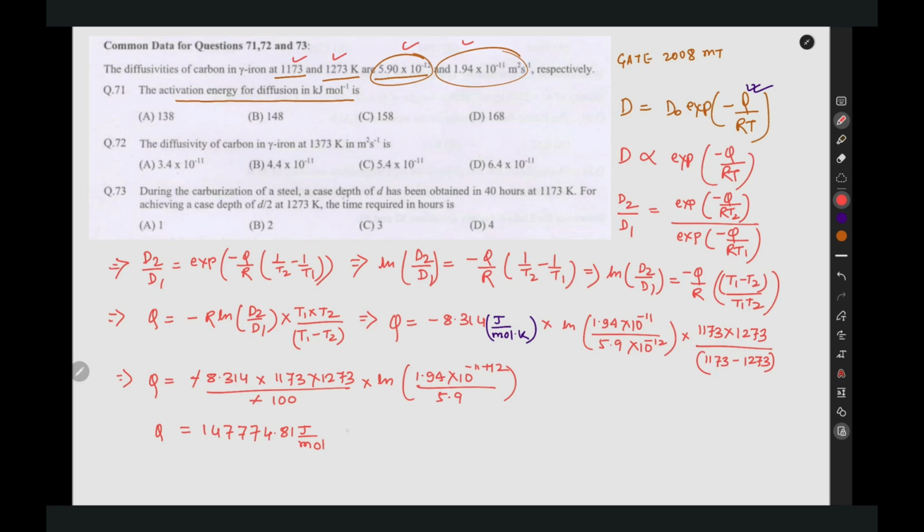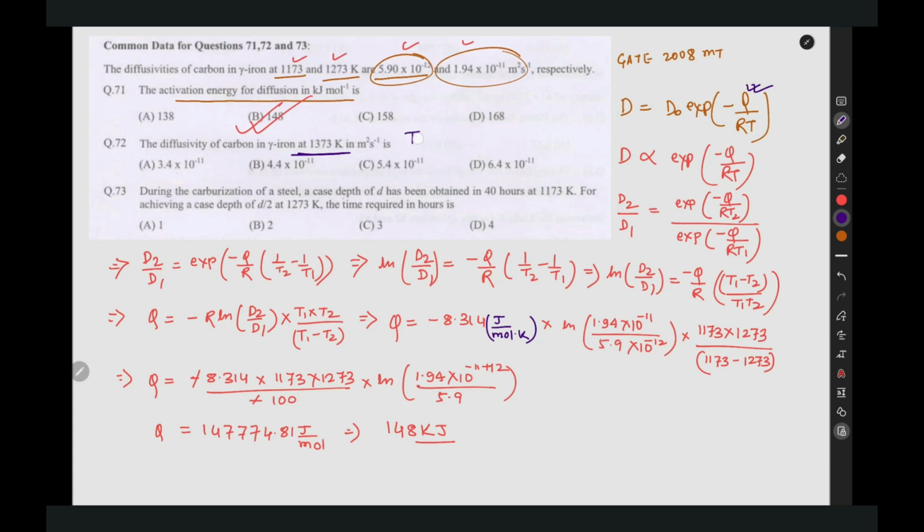In kilojoule, we will get 148 kilojoule. So option B is correct for question number 71. Now we will solve question number 72. Question number 72 is the diffusivity of the carbon in gamma iron at 1373 degree Kelvin. So we have another temperature here, 1373 Kelvin.